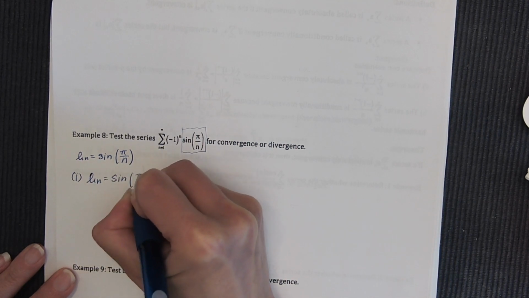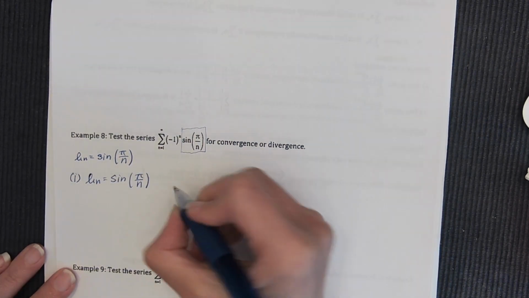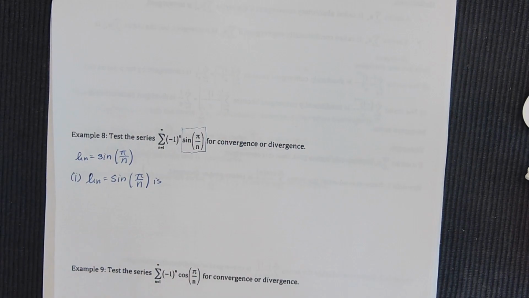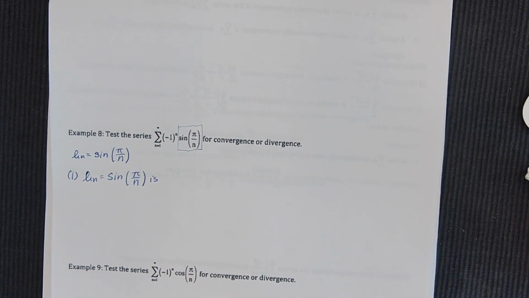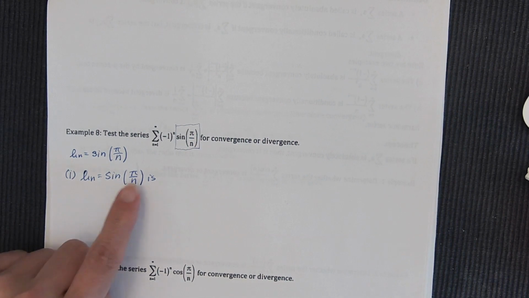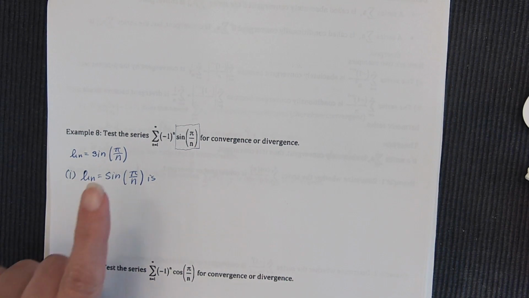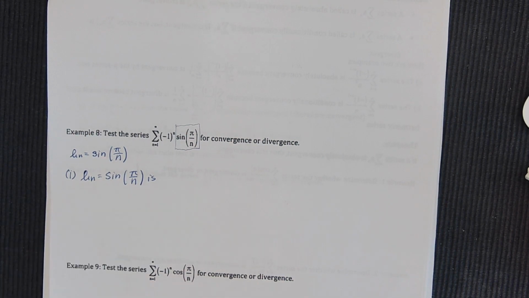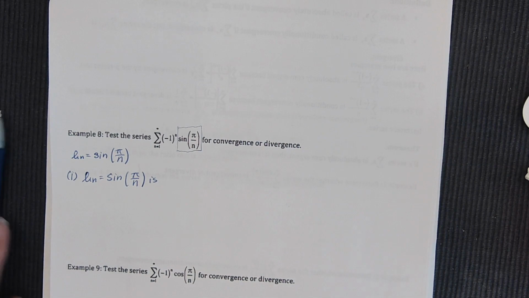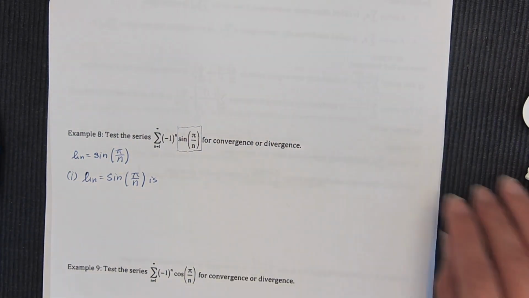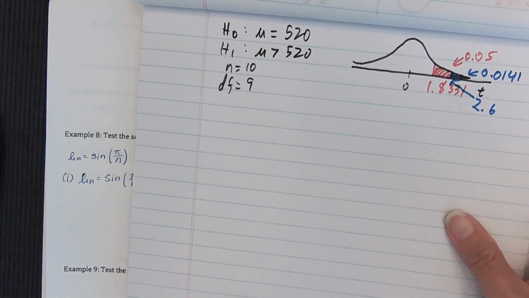Sine pi over n. Are you sure it is decreasing? If I plug in the 1, if I plug in the 2, if I plug in the 3, if I plug in the 4, is this decreasing or not? Yes. How do you know? It's reaching 0? Okay, yes, that's it.